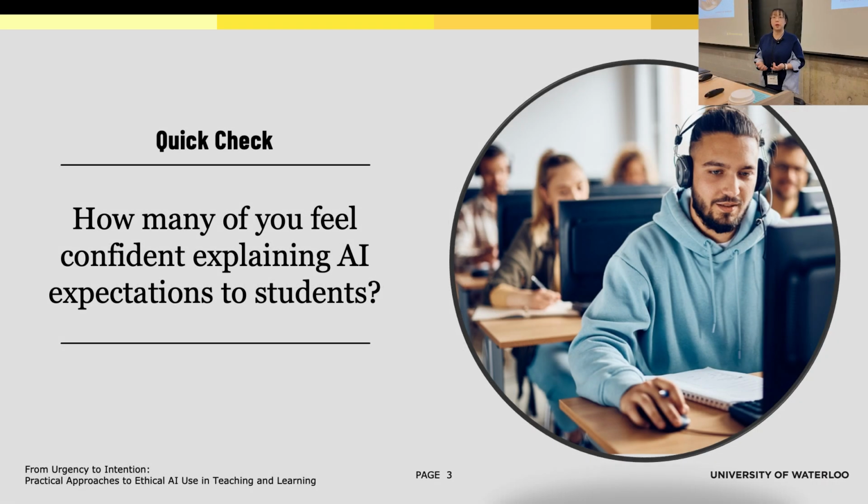Let me start with a quick question. How many of you feel confident explaining AI expectations to your students? In many sessions, only a few hands go up, and it's not because faculty don't care. It's because we haven't been given clear, practical ways to communicate this. That's really where the challenge is. Not whether AI exists, but how we design for it.